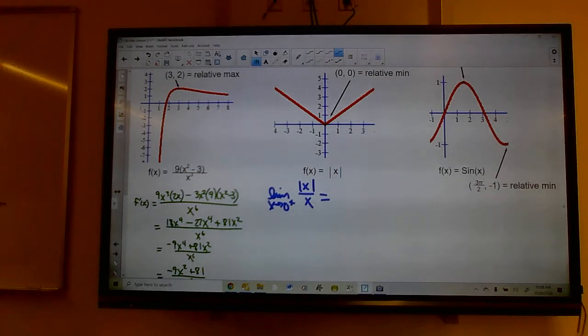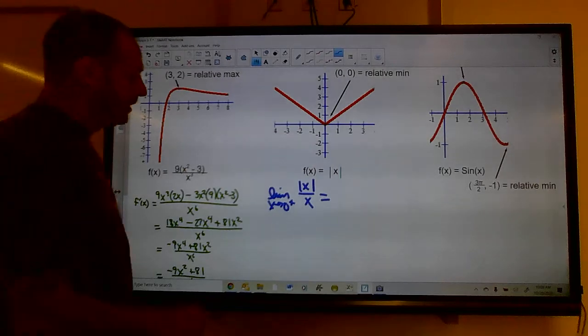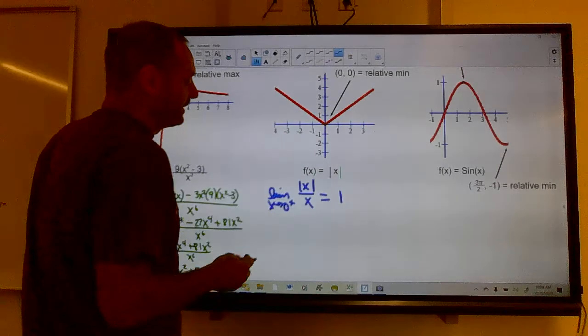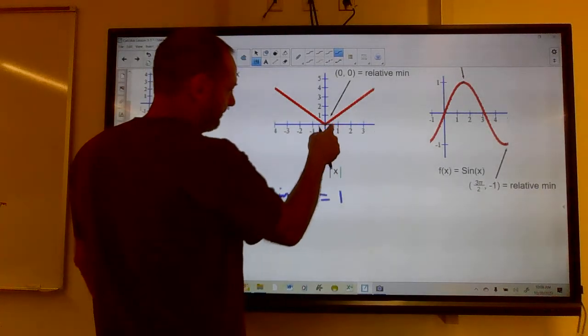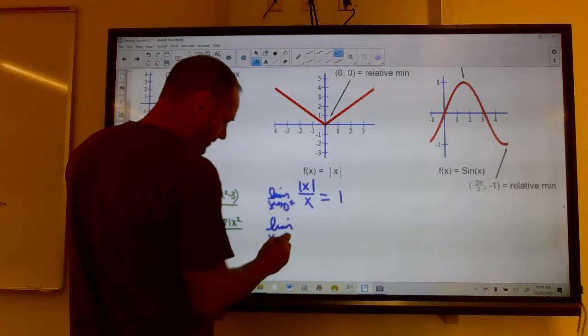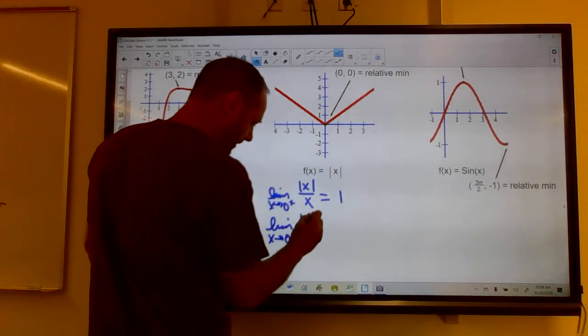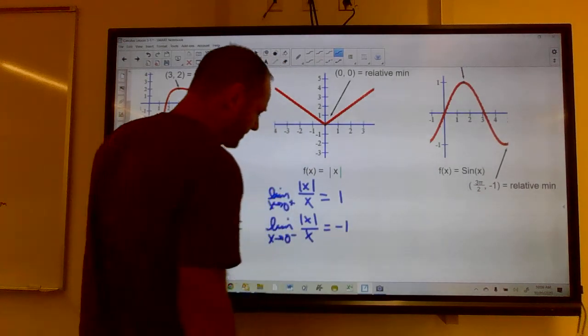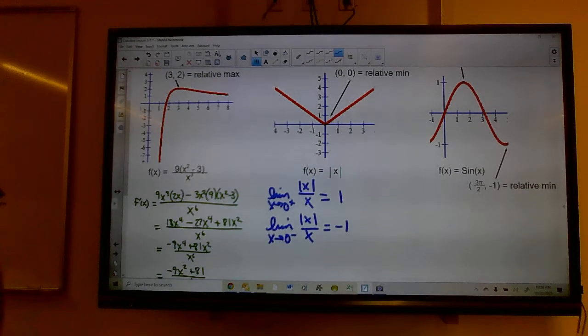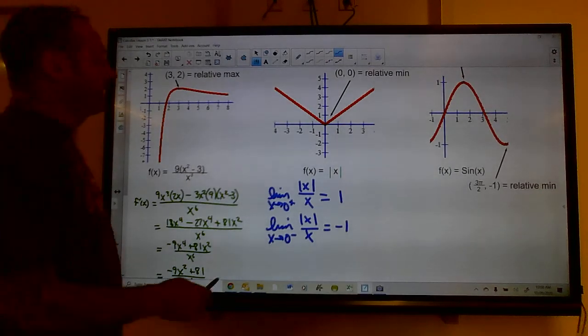Well, the limit is always going to be 1 on this side, because it's going to be a positive divided by itself. So that's going to be 1, and then the limit as x goes to 0 from the negative side of absolute value of x over x, that's going to be negative 1. So this thing does not have a limit, and so we can't take a derivative of this thing. All right, let's move on to the next one.